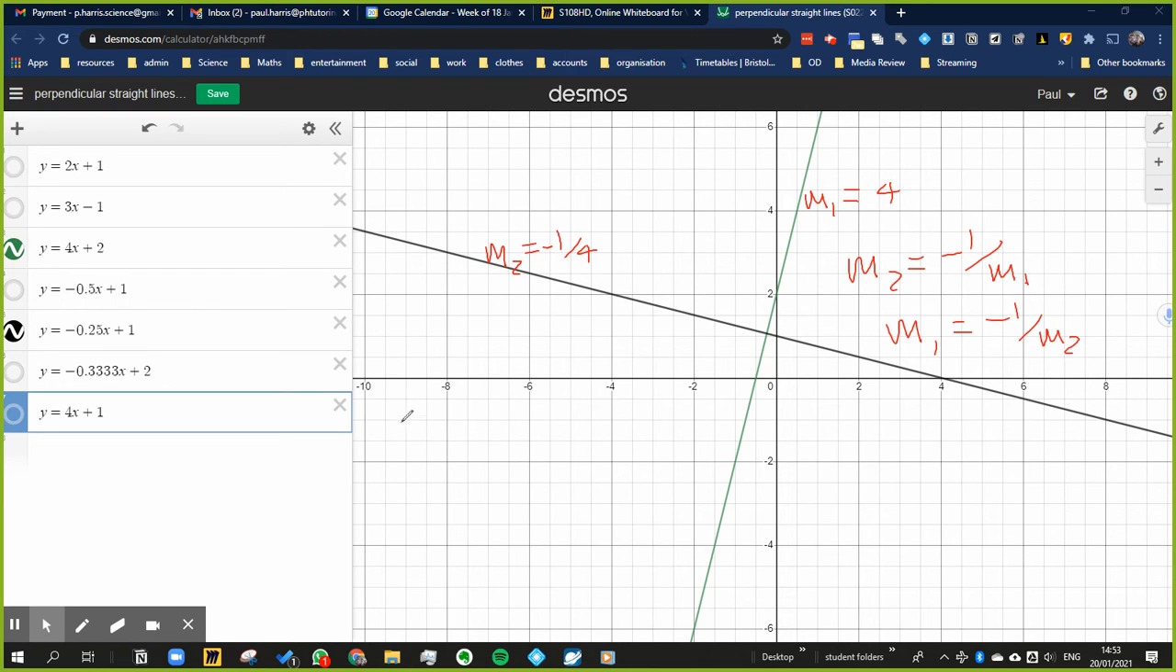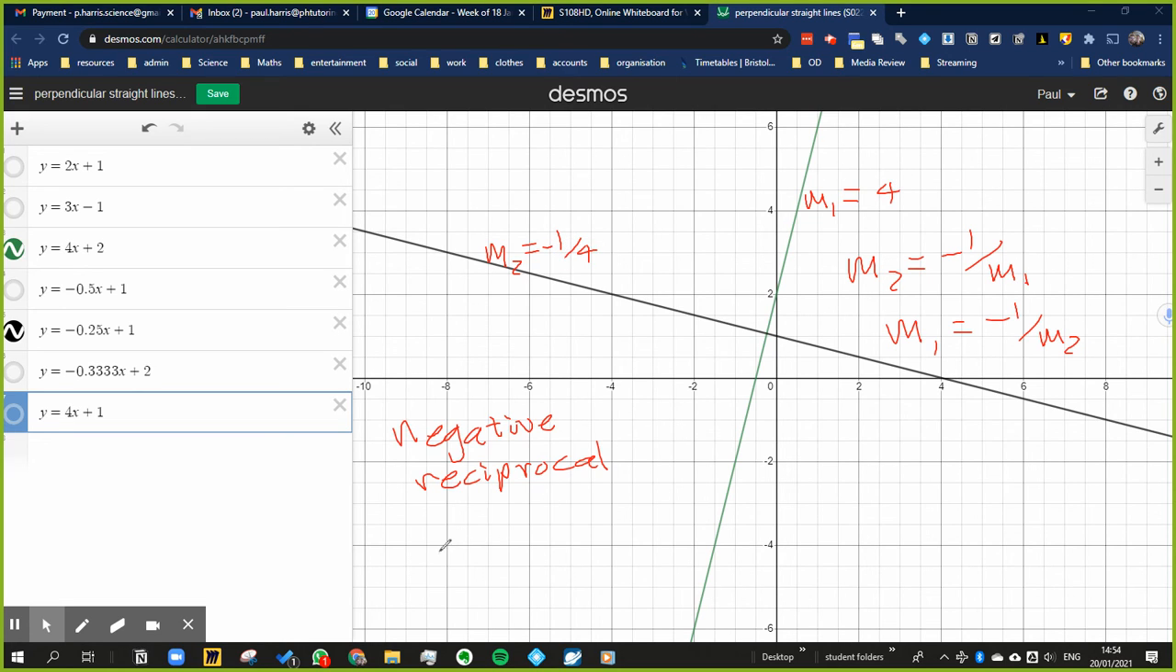Now what we can actually say is that one gradient is the negative reciprocal of the other. So let's just write that phrase down: negative reciprocal. So negative, well, that's not too hard. One's negative, one's not. So for example, we've got 4 and we've got negative 1/4.